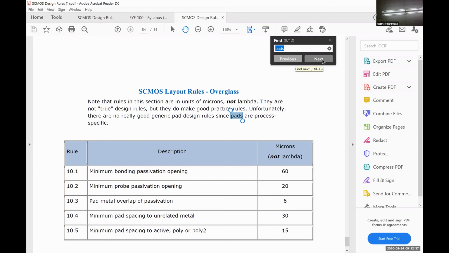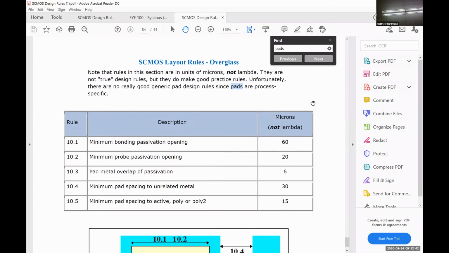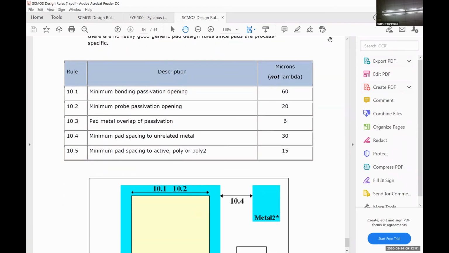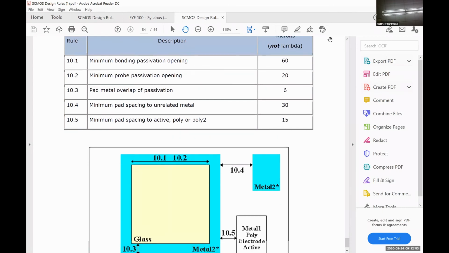Okay, here we go. So these rules are actually for the overglass layer, but they define everything about how a bonding pad is formed. So the minimum bonding passivation opening is 60 lambda, and the minimum probe passivation opening is 20 lambda. So a bonding pad is minimum, well, actually, so there's going to be pad metal overlap of passivation as well, of 6.